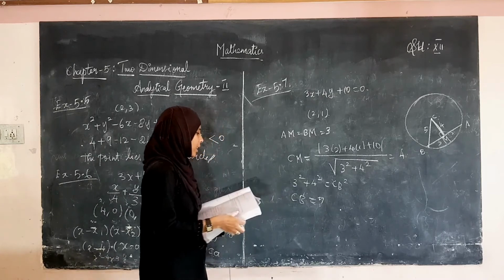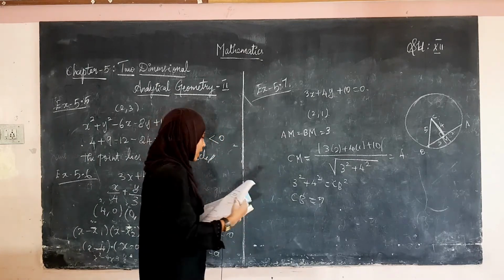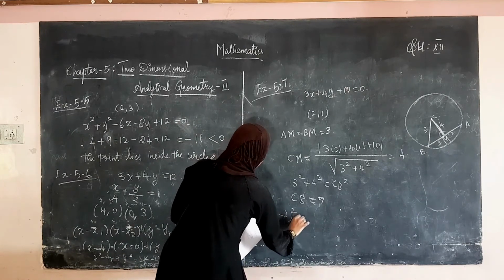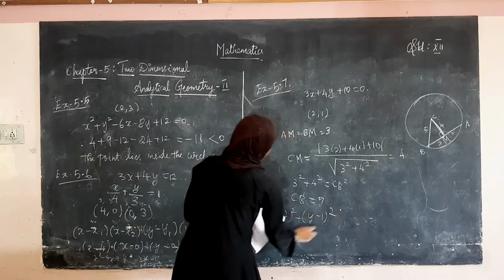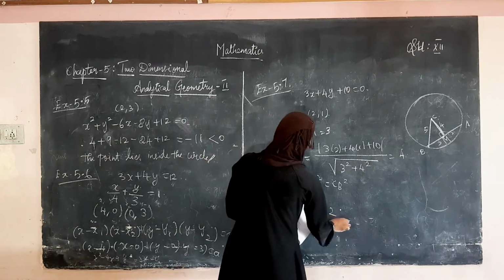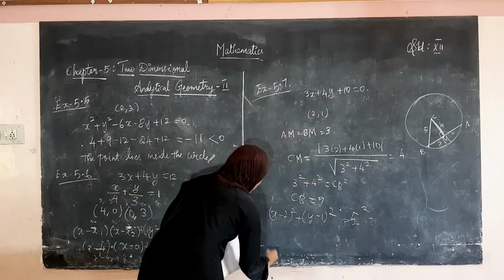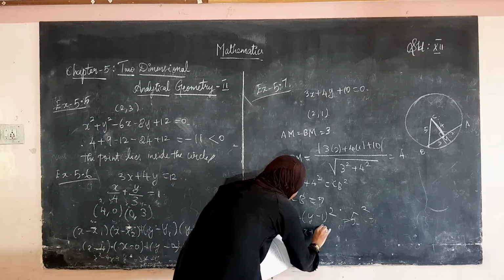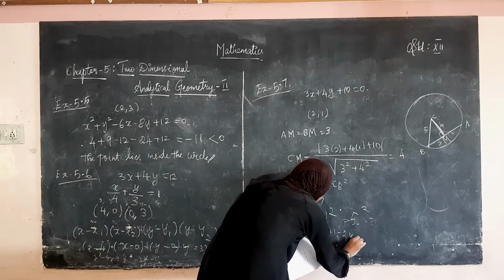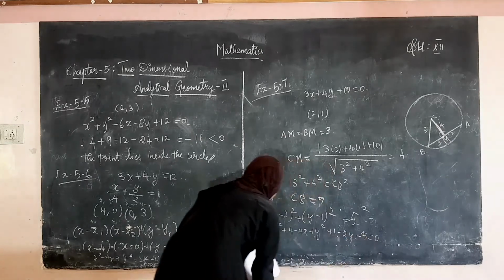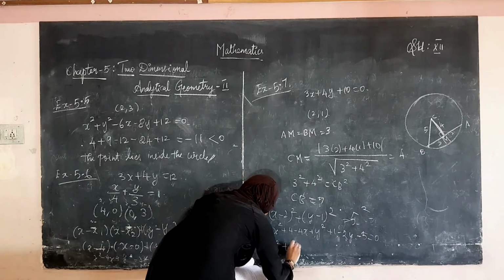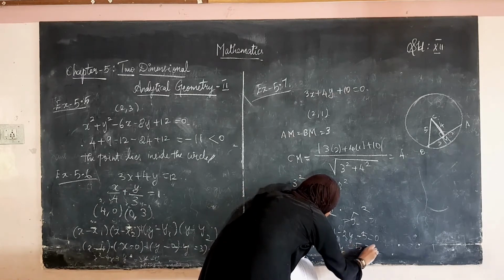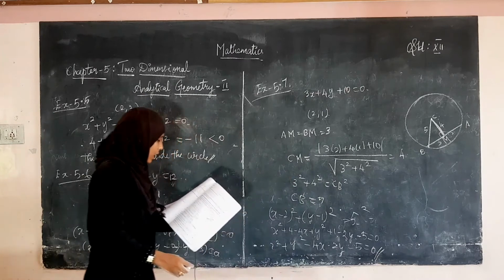Okay, so with this, shall we write the equation of the circle? How can we write that? (x - 2)² + (y - 1)² = 5², because the center is (2, 1). So simplify this: x² + 4 - 4x + y² + 1 - 2y - 5 = 0. After simplifying we will get x² + y² - 4x - 2y - 5 = 0. This is the required equation of the circle.